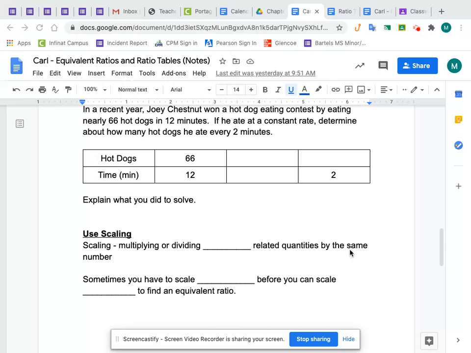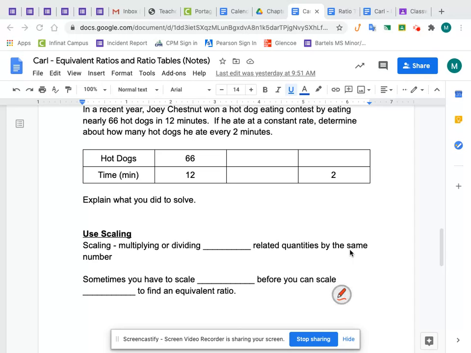The next one, some of you maybe have heard of Joey Chestnut before. He's the guy that always wins the Nathan's hot dog eating contest. I think it's held every 4th of July. In a recent year, Joey Chestnut won a hot dog eating contest by eating nearly 66 hot dogs in 12 minutes. If he ate at a constant rate, determine how many hot dogs he ate every 2 minutes.